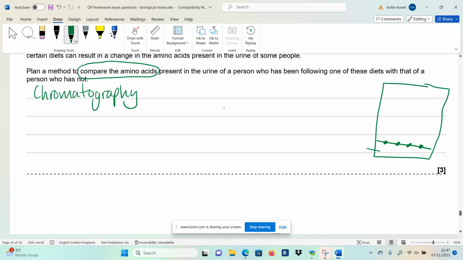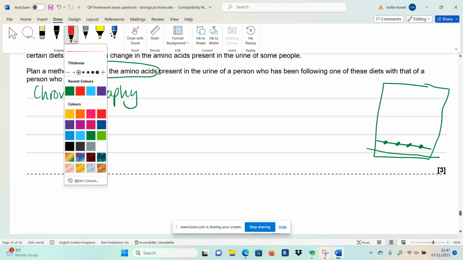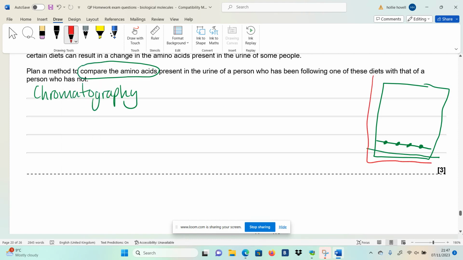Okay, then you're going to stand that in a solvent. So let's put it into a beaker, and we've got the solvent at the bottom of the beaker. The solvent must be lower than our pencil line. So here's our solvent, and our solvent will soak up the paper up here. We stop it before the solvent gets to the top and we draw a line. That's our solvent front. And we're going to end up with the dots that show how far it's moved up the paper.